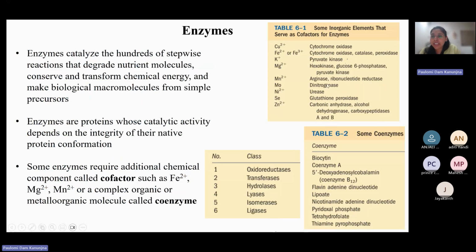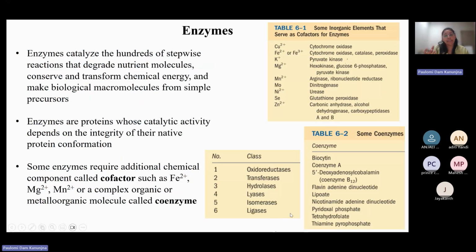So you have urease, dinitrogenase, arginase, all these enzymes, they have their chemical reaction that they facilitate. But for their activity, they require these cofactors. Similarly, some of the enzymes require coenzyme A, like NAD, FAD. You will read in different pathways that these are components that are required for the enzyme to function.